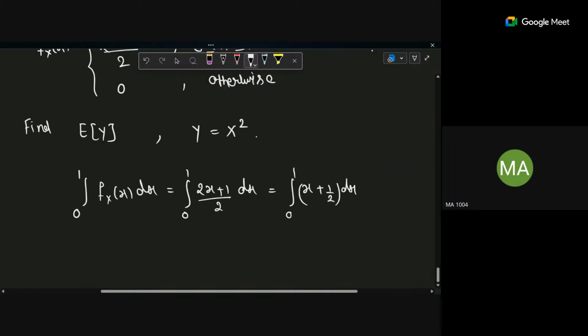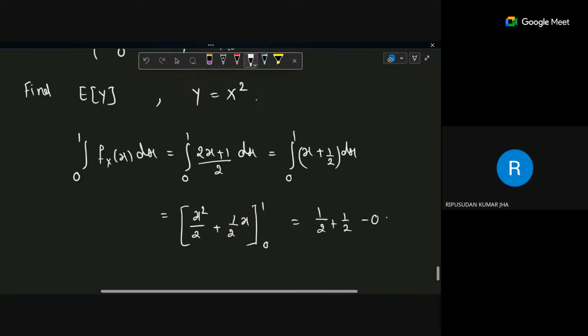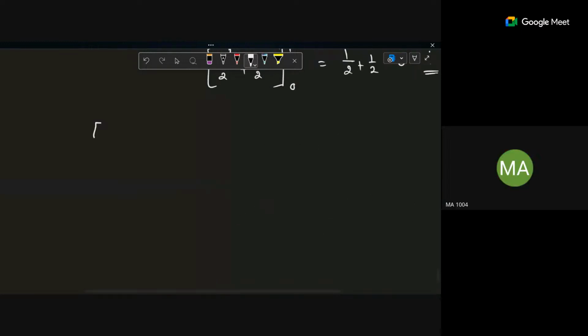Now just integrate it. What are you getting for the integration of x? x square by 2, and what about 1 plus x by 2? Half into x, from the range 0 to 1. So once you put in the values, 1 by 2 plus 1 by 2 minus 0, it's 1 only. Yes, ma'am. Valid PDF. So now what about the expectation of y?